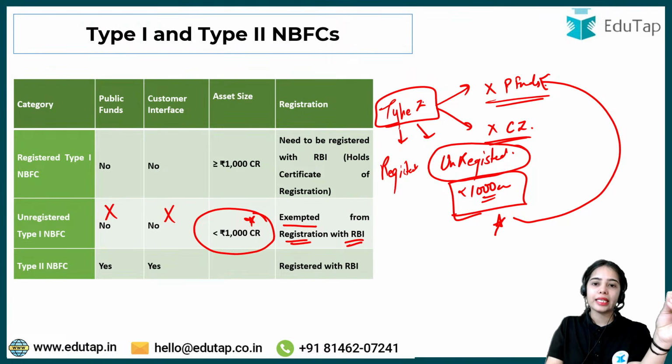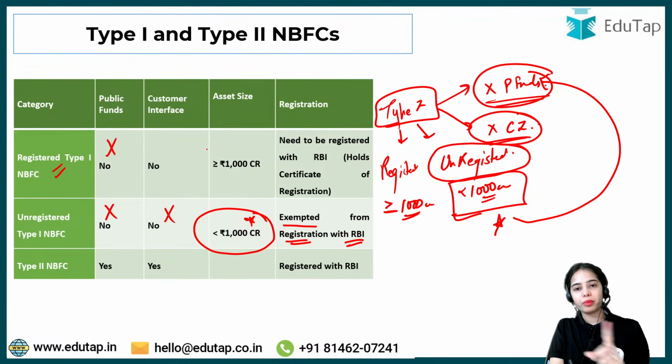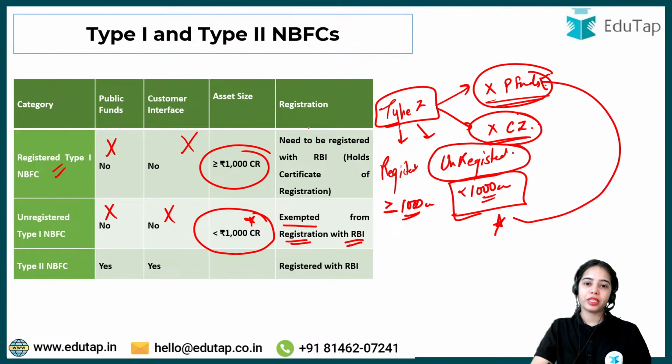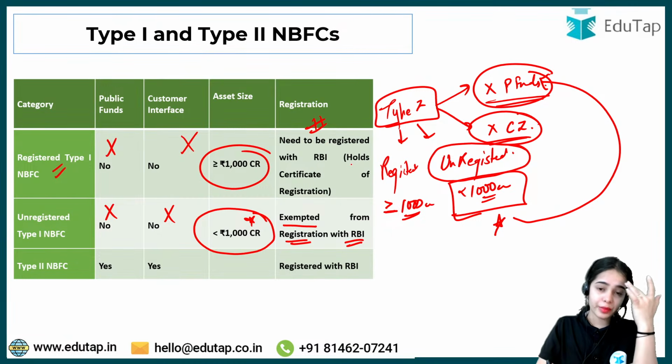But let's say the NBFCs are not taking public funds, not having the customer interface, and their asset size is equal to or more than 1000 crore. Then they need to be registered type 1 NBFCs. If they have an asset size of 1000 crore or more, they need to be registered with the RBI. That means they need to hold the certificate of registration.